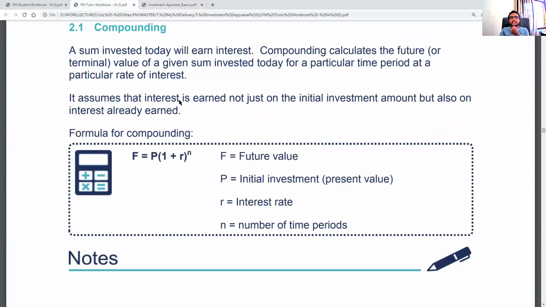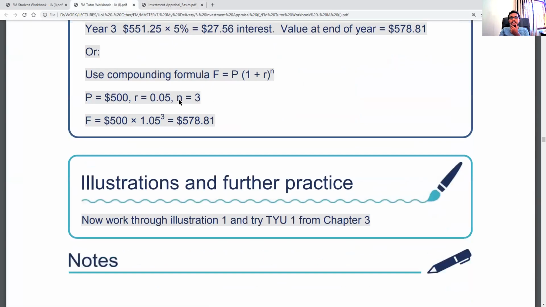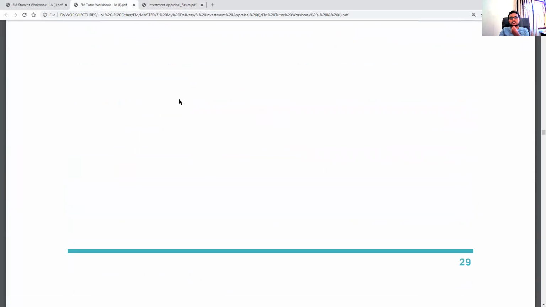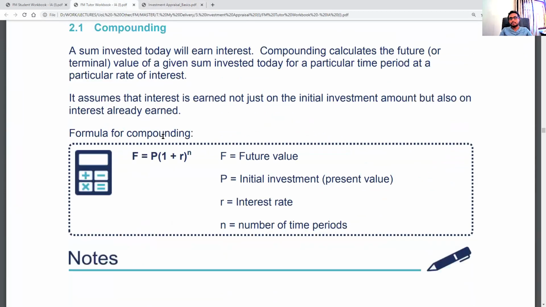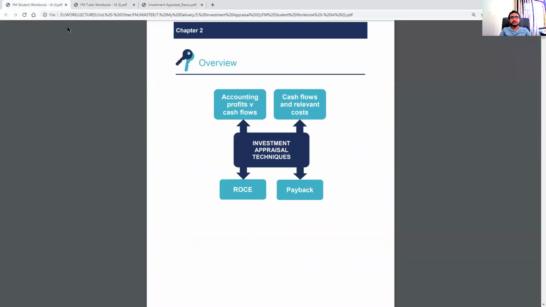Time value of money is looked at, compounding and discounting is looked at. So it's good that we do a quick recap on future value and present value.